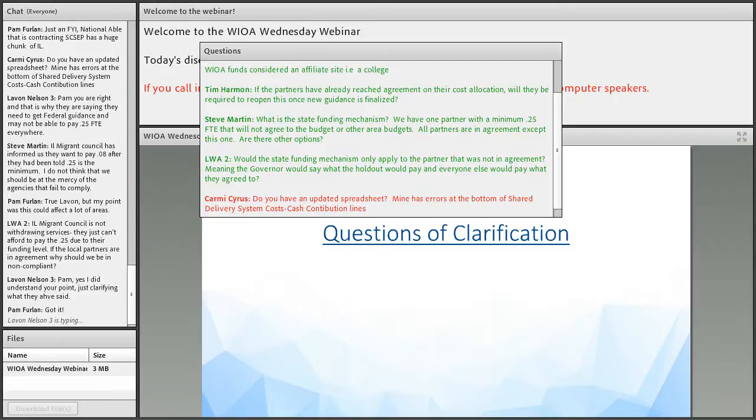Okay. There's another question about this. Do you have an updated spreadsheet? It has errors at the bottom. Yes, an updated budget spreadsheet has been posted to the WIOA implementation portal. Please use the WIOA implementation portal to make sure that you have the most recent version of the spreadsheet. A new one has been recently issued that corrects a couple of cells that were not open or calculating correctly.